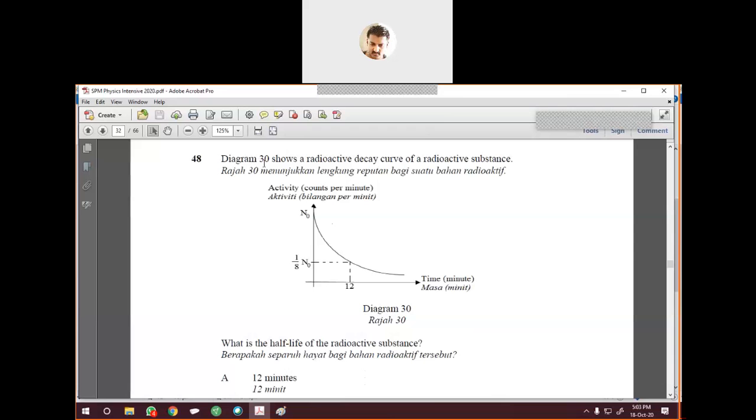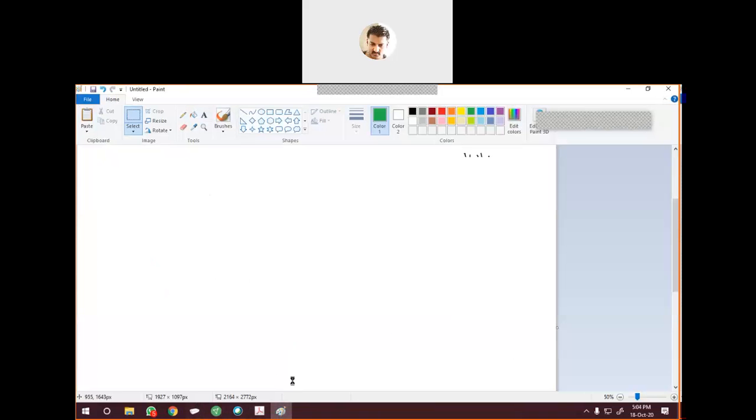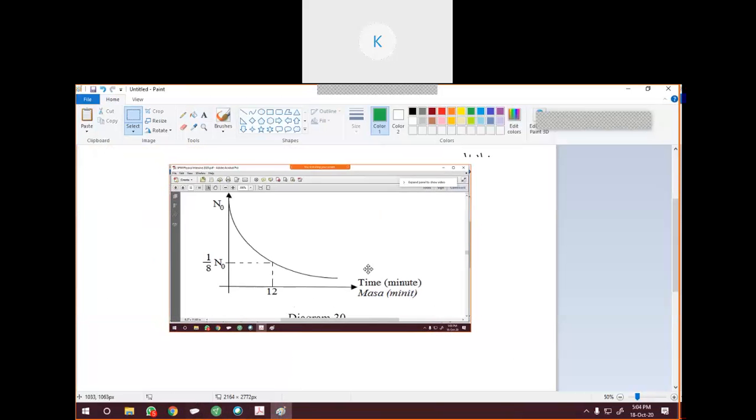Next one is 48. Diagram 30 shows the radioactive decay curve of a radioactive substance. From the activity of 1/8 to 12, what is the half-life of the substance? When the first time something goes through a half-life, how much is it reduced to? Half of it, right? So the first time it reduces, it becomes half. So this one is 1/2, correct?